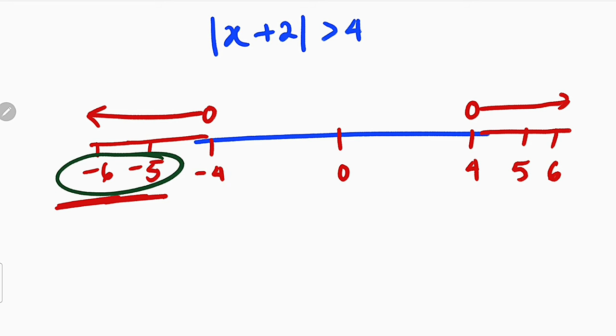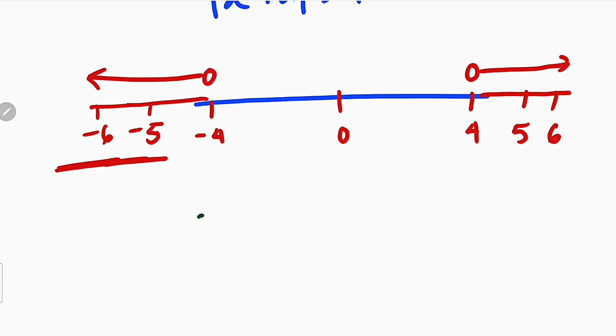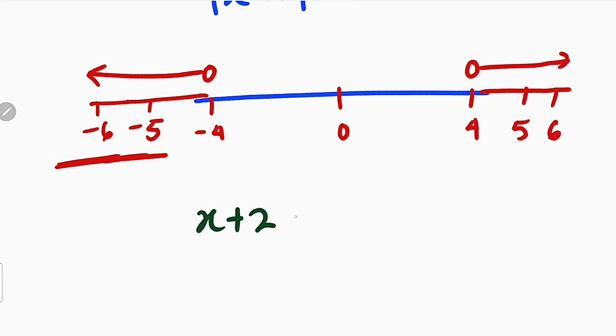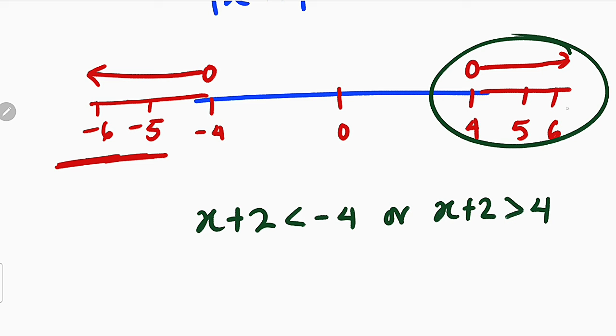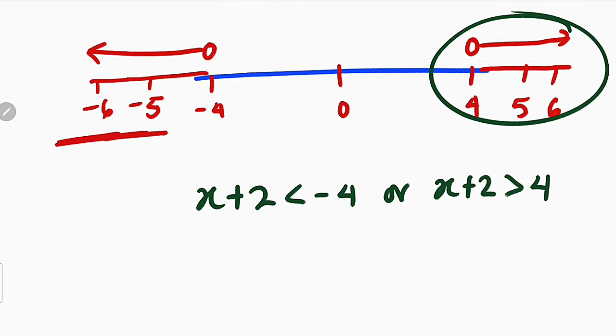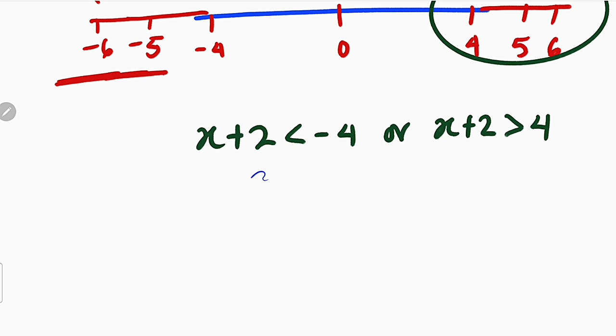Just take a look. Naturally, we know that all these values must be what? Less than negative 4. So it means that x plus 2, which is under the absolute value here, can either be less than negative 4, or that value x plus 2 be greater than 4. So if you look at this one, all values to the right hand side are greater than 4, but these ones, they are all what? Less than negative 4. So this is how to interpret it. So we solve them separately.